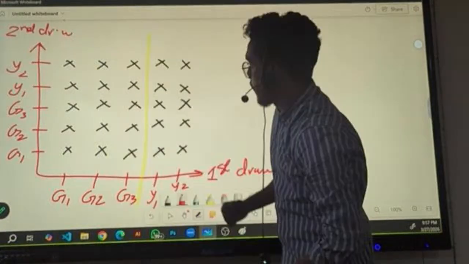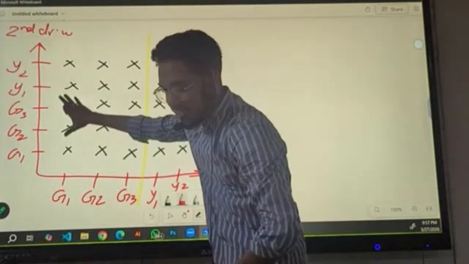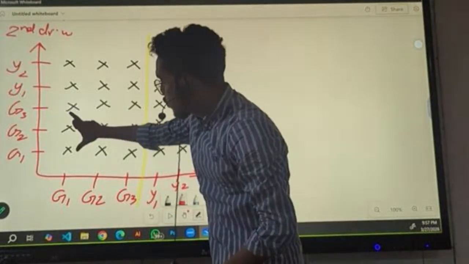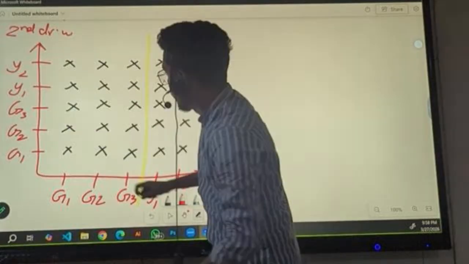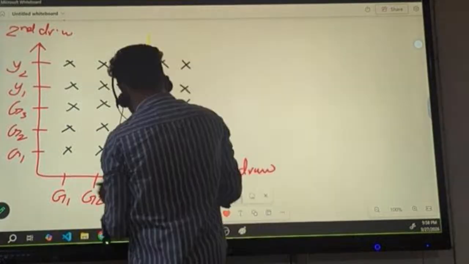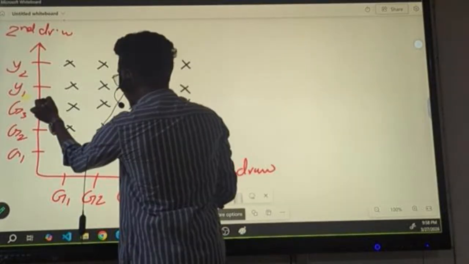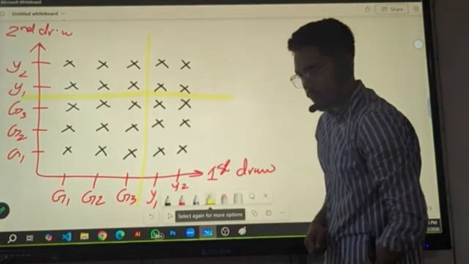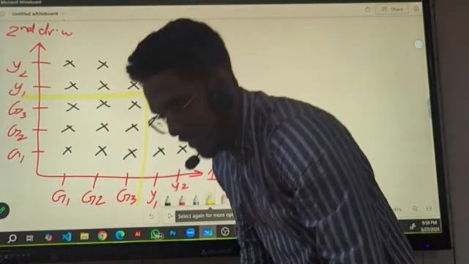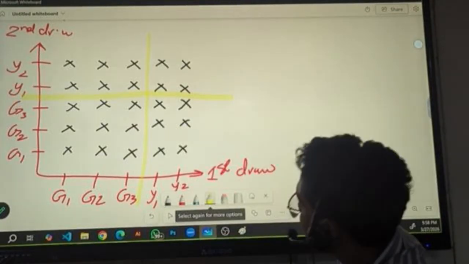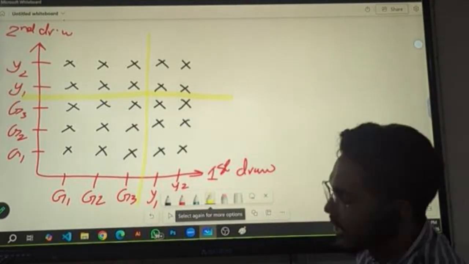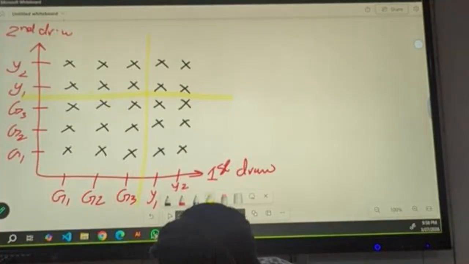Now, in the second draw also we have the same two groups, the green group and the yellow group. I'm going to draw another imaginary line for this also. So now can you all tell me how many groups, or how many sections, we have? We have 4 sections, right? Good job.